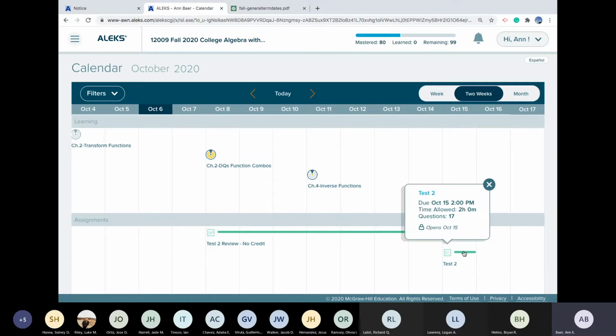Now, test 2 is on October 15th. It's right before fall break. It's a Thursday, but right before fall break. So that is a week from Thursday. Hard to believe that that's coming up so quickly. I can't believe it. That's the halfway point of the semester. I don't know where the time went. Any questions on that?